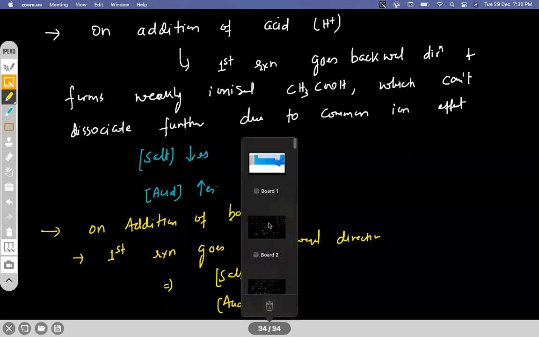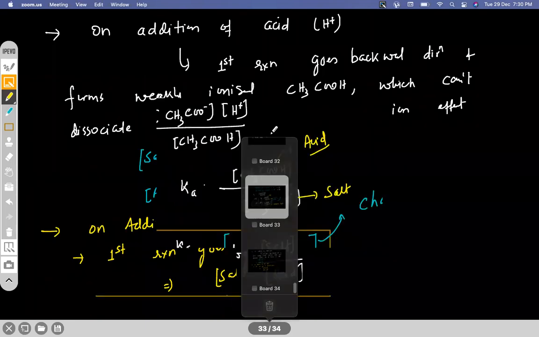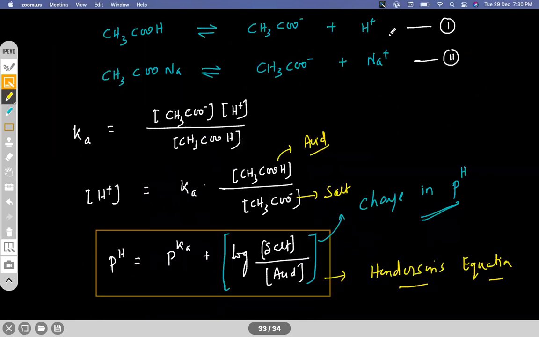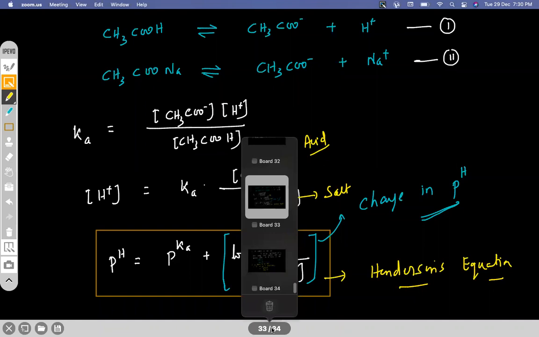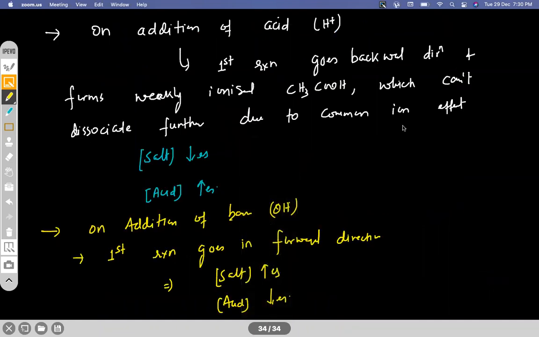Okay, see here. So once you add base, the base OH minus will take this H plus and form H2O. So this reaction goes in the forward direction, forms more amount of salt, and acid concentration decreases. Okay, so we'll talk about it again in the next class when we discuss the question. Okay, did you understand this? All of you, it's clear?